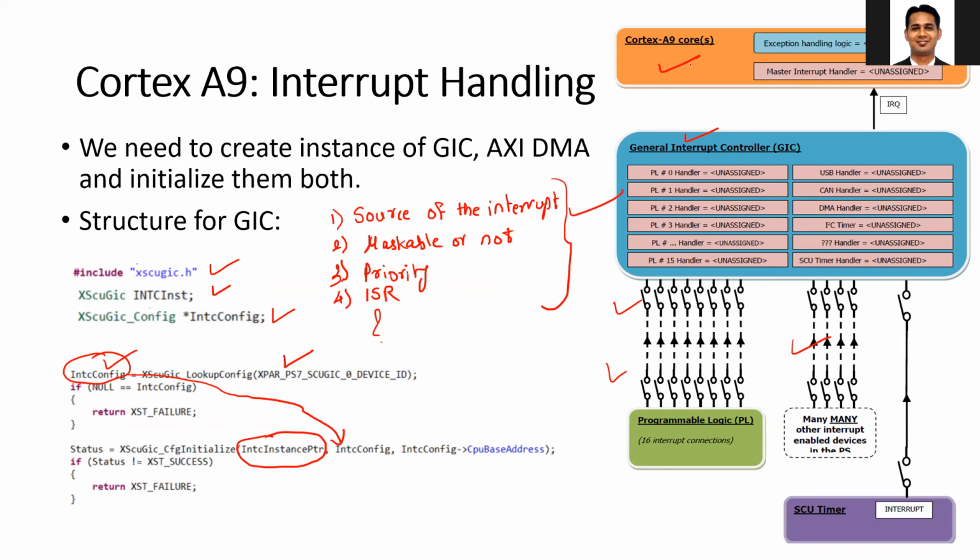When the Cortex A9 gets the information that one or more interrupts are there, the Cortex A9 core will communicate with the GIC to know which interrupt to process, how it should be processed, what the priority is, and so on. So the Cortex A9 depends upon the GIC to get all the information about the interrupt. That's why we need to create an instance of the GIC in our application code.